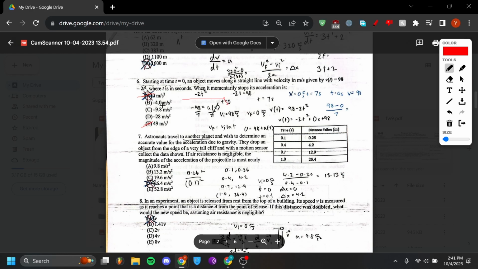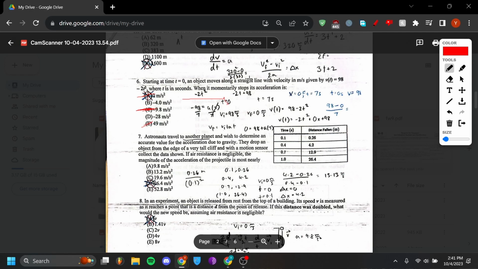So it has to be either B, C, or D. Okay, so negative 4.0 meters per second squared. Negative 9.8 meters per second squared. It can't be C, because that's just the acceleration of gravity. So it can't be C. B, negative 4.0 meters per second squared.